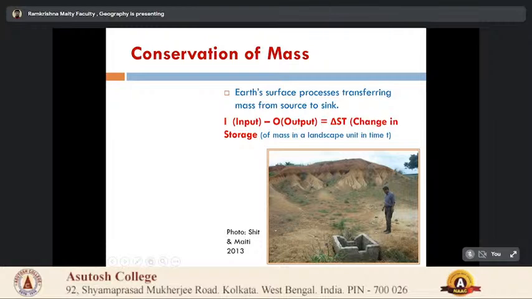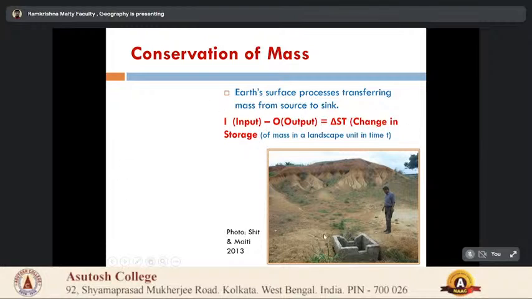Output through the mouth. In a river basin, there is the output of water and sediment through the mouth of the river basin. And if this output of water is more than the input, then there will be water scarcity. If the output is less than the input, there will be mass storage, positive storage of water, and flood occurs. Okay? So everywhere this principle of conservation of mass is being applied.